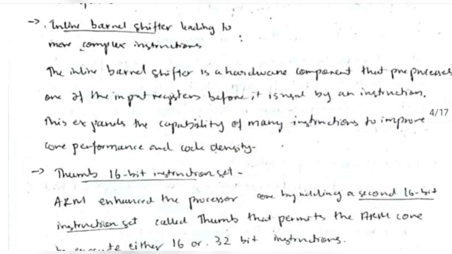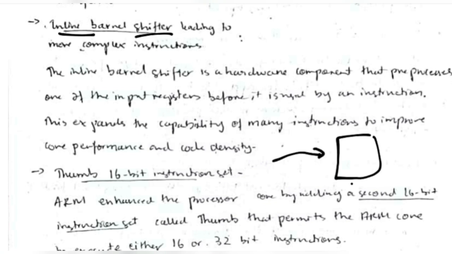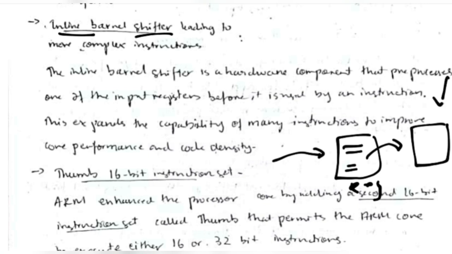Second is the inline barrel shifter, okay, which means before an instruction is executed, the register is being read by the processor, okay, so that will help in much faster execution. It's like the processor is getting ready for the execution of an instruction before the actual time when it is to be executed, okay, so that will increase the speed.